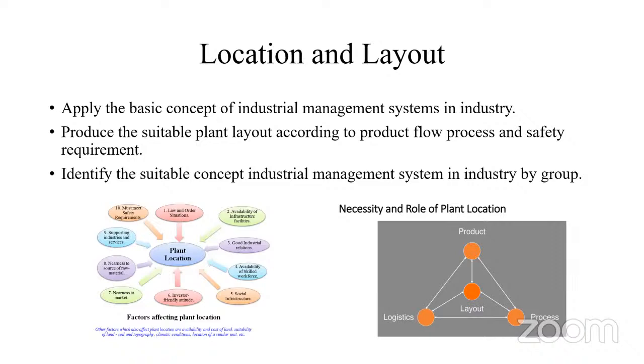What are location and layout? Apply this basic concept of industrial management systems in industry. It produces the suitable plant layout according to product flow process and safety requirements. And we need to identify the suitable concept in industrial management system in industry by group.